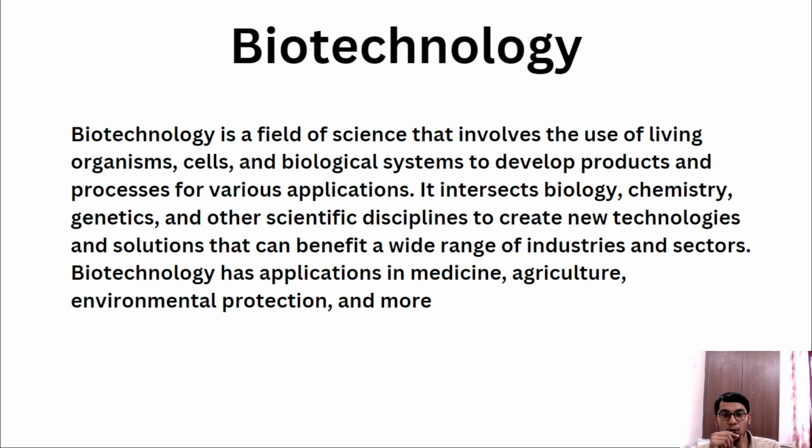Biological systems to develop products. In what sense has the biological system been defined here? Is there any particular thing a biological system consists of, or is the whole human reproductive system used in biology as a biological system to develop products and processes for various applications?